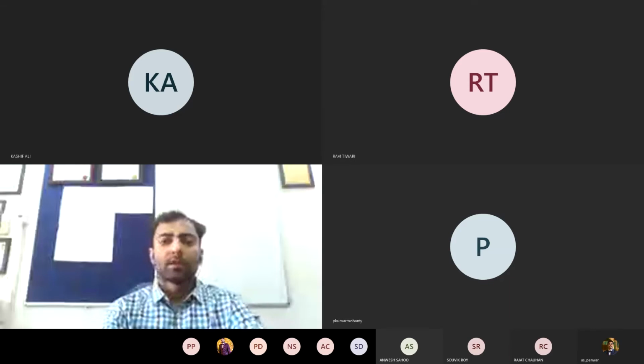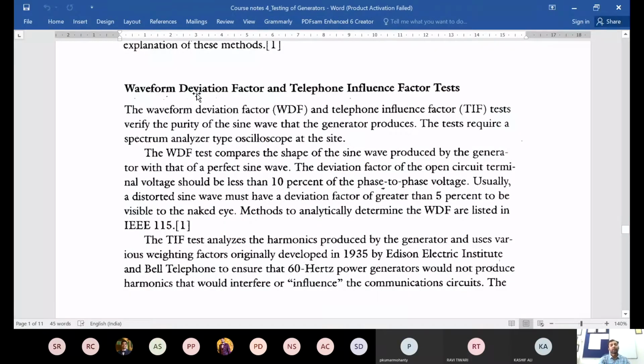So next couple of tests are known as the waveform deviation factor and the telephone influence factor tests. They are similar in nature because they try to analyze what type of waveform is being generated, and if there is some interference being caused to the communication lines all around the power plant. These two tests, WDF and TIF, verify the purity of the sine wave that the generator produces. The tests require a spectrum analyzer type oscilloscope at the site.